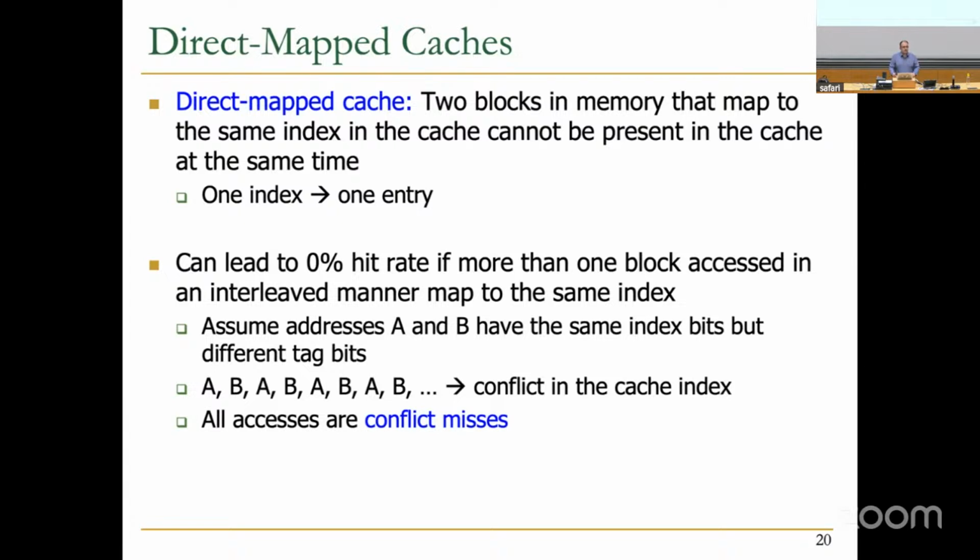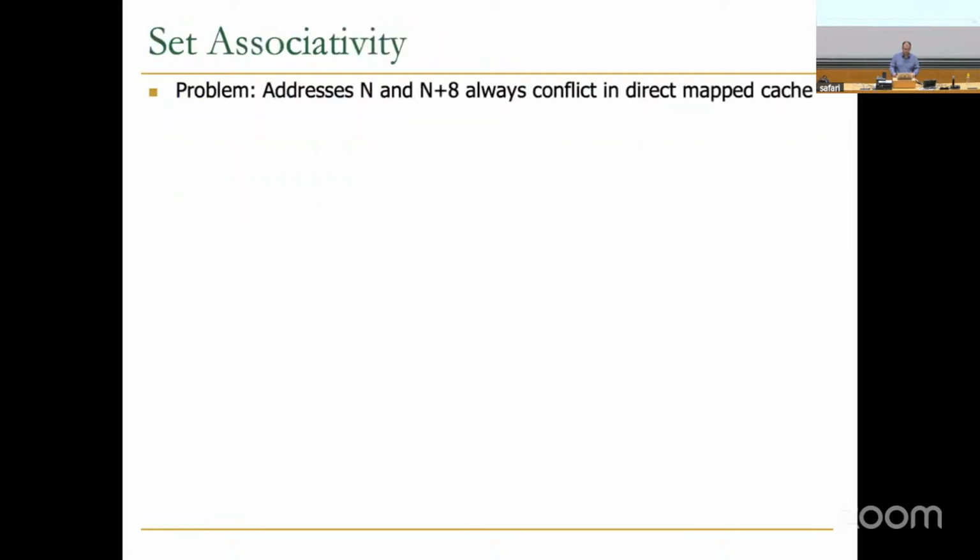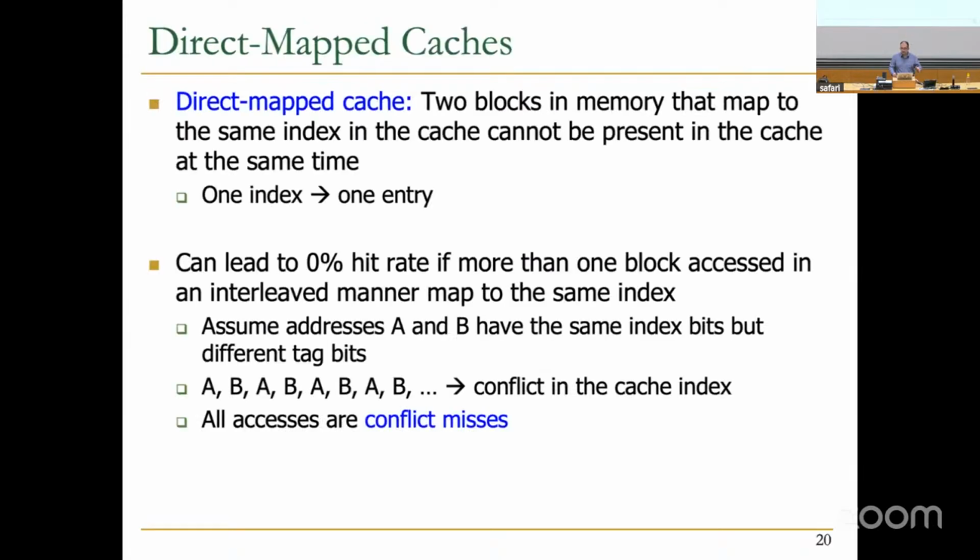But from the upside, direct map caches are very simple and easy to implement. And that's why they are also useful in some contexts.